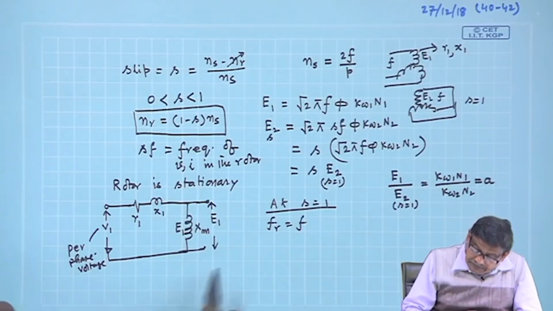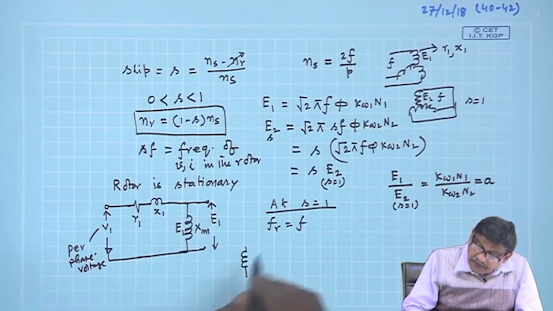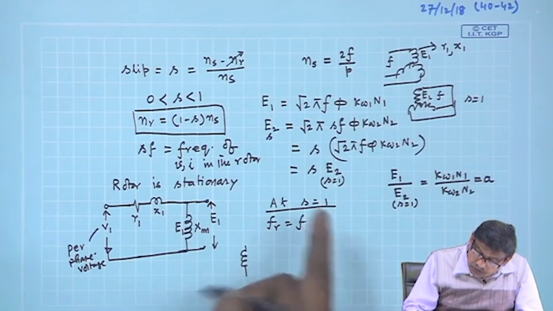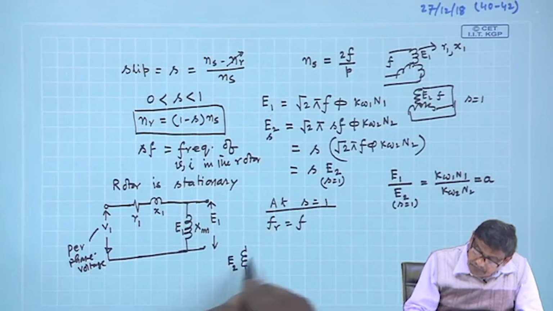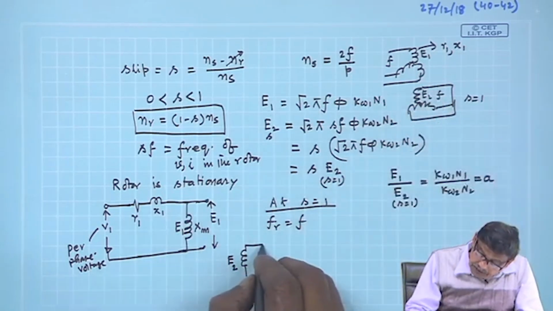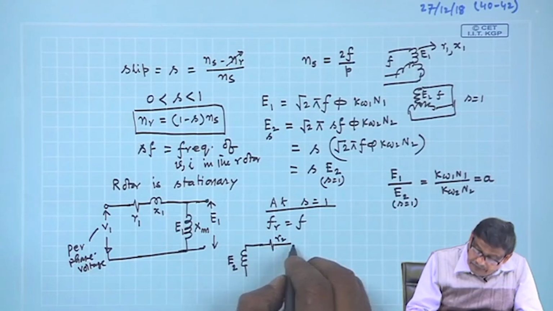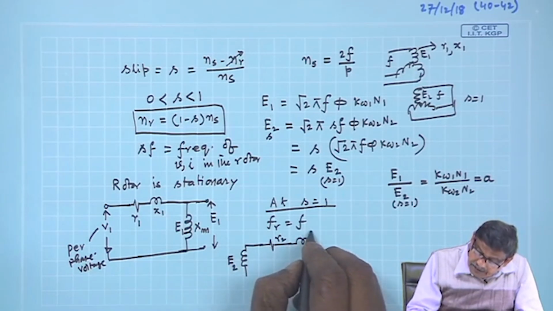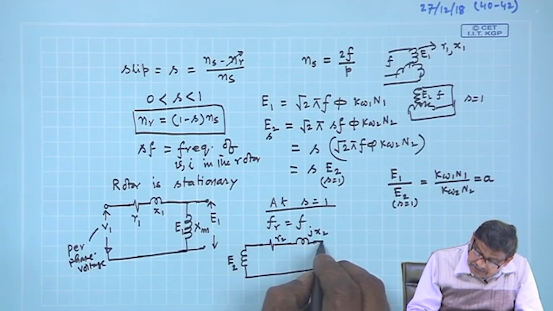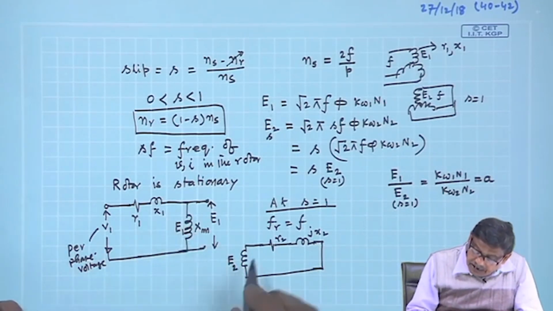On the secondary side, this is the secondary coil, and the secondary circuit is closed. So, per phase the induced voltage at S equal to 1 will be E2, and the circuit is closed. Therefore, it will have the winding resistance R2, and a leakage reactance X2, and this is shorted. This will be the equivalent circuit of the transformer at S equal to 1.